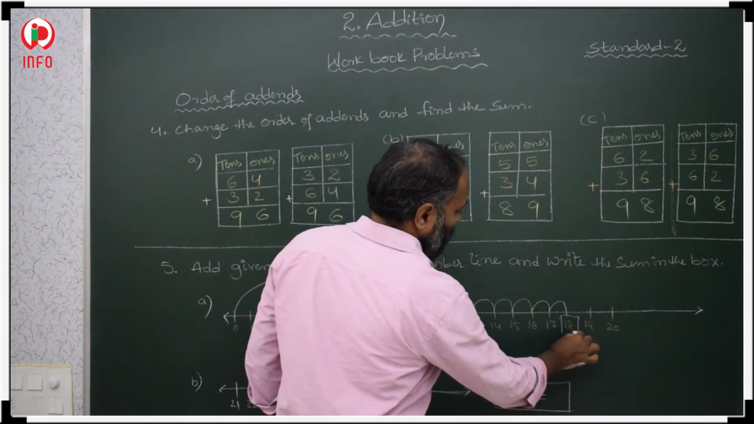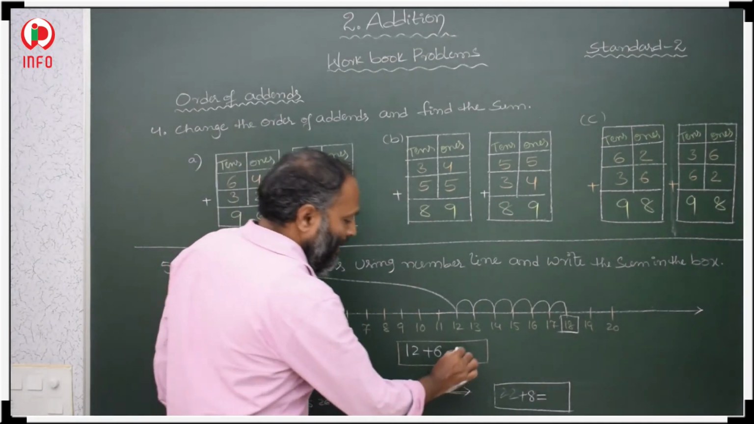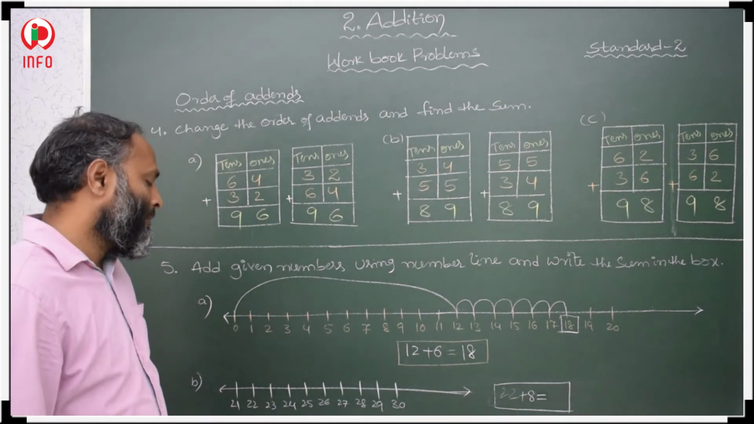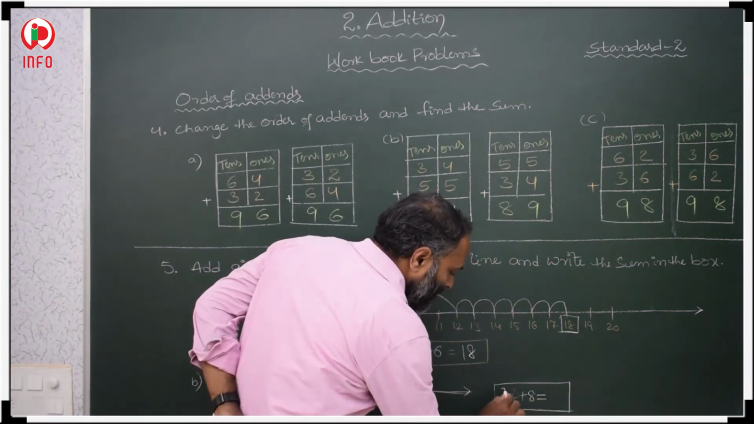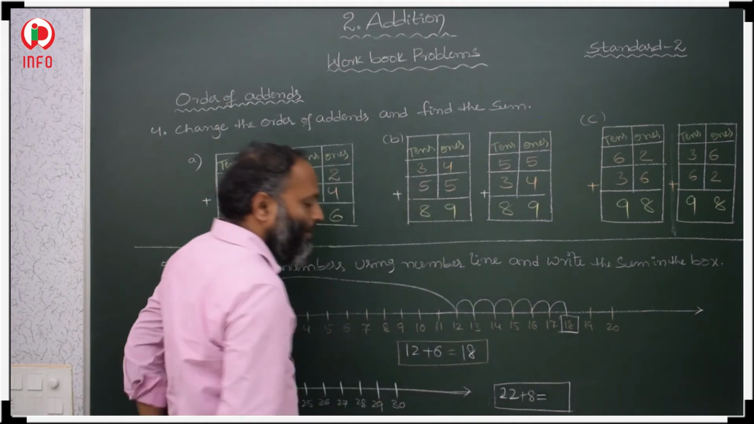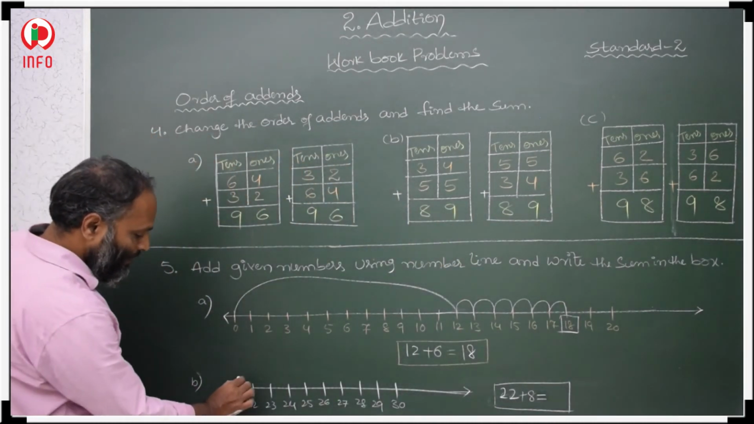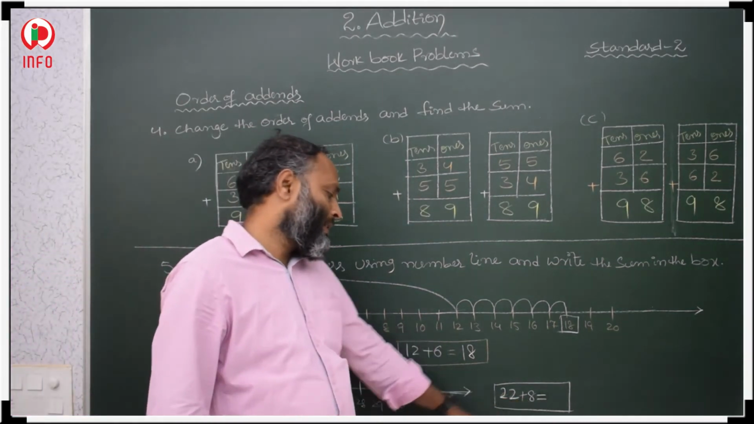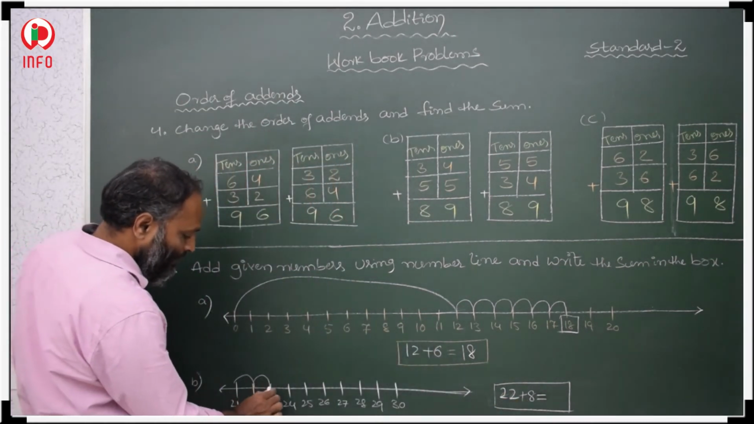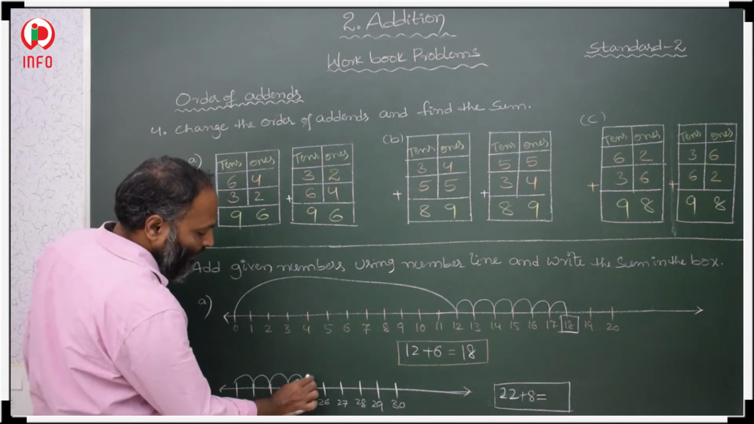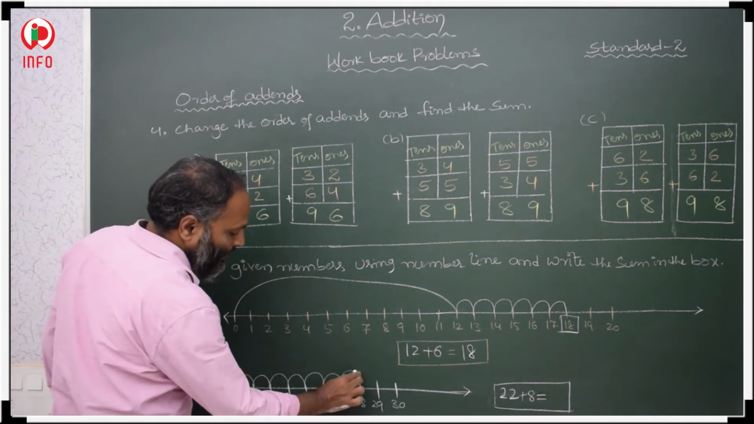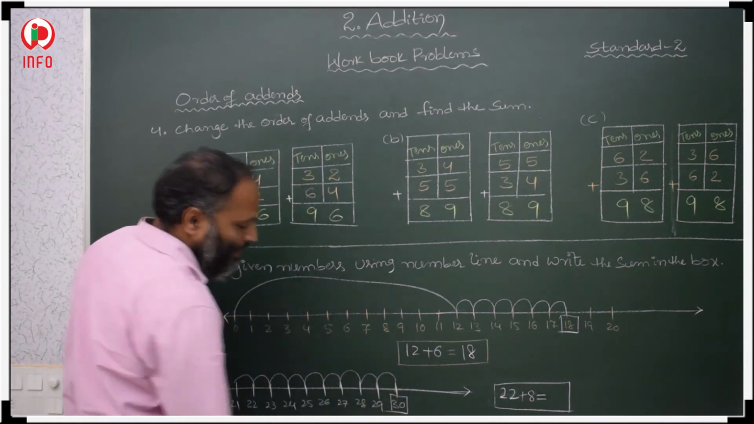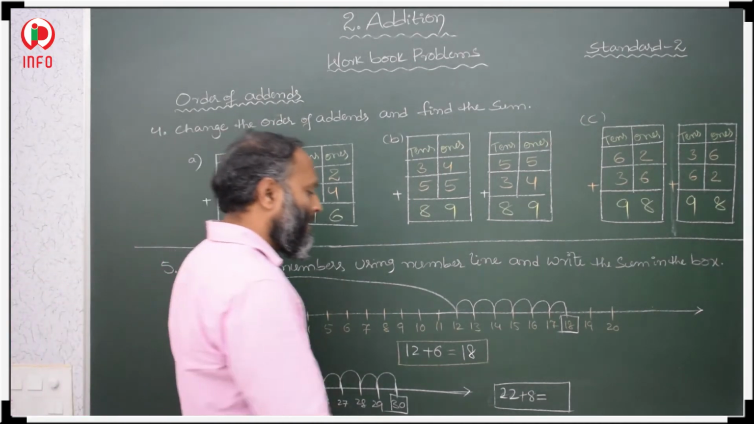And what is the answer here? 18. 12 plus 6 is 18. 18 is our answer. Here, 22 plus 8. 22 plus 8 is how much? First we move till 22. Then after that, 8: 1, 2, 3, 4, 5, 6, 7, 8. Where does it stop? 30. 22 plus 8 is 30.